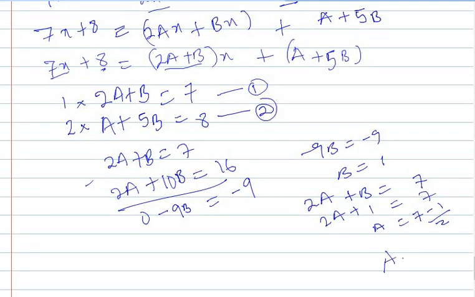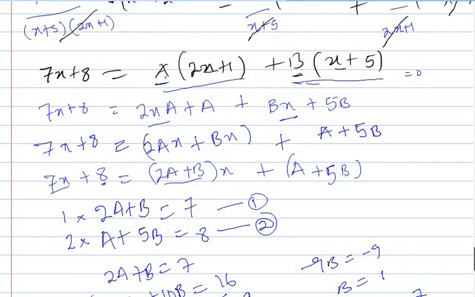Then A is equal to (7 minus 1) is 6, over 2, which is 3. So we have A equal to 3 and B equal to 1. This is a long method, so I'm going to show you the short method so that you'll be able to substitute the unknown in a simple way.